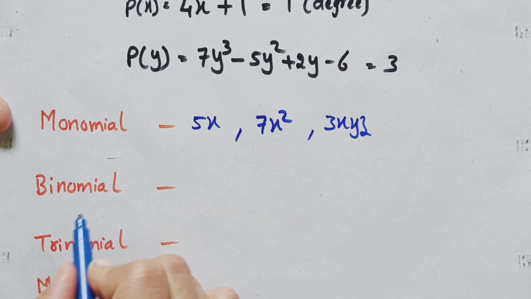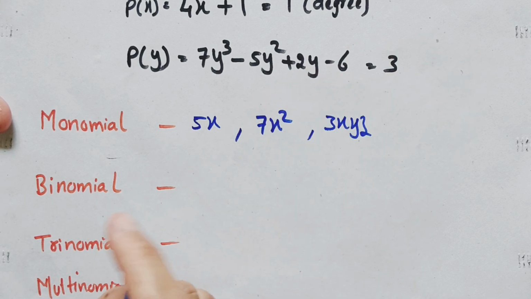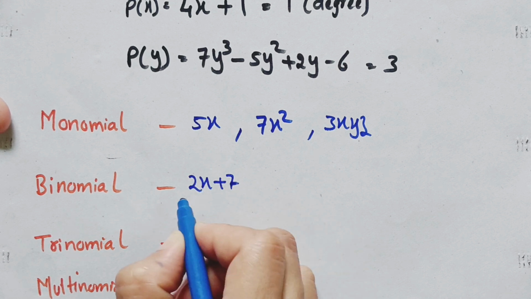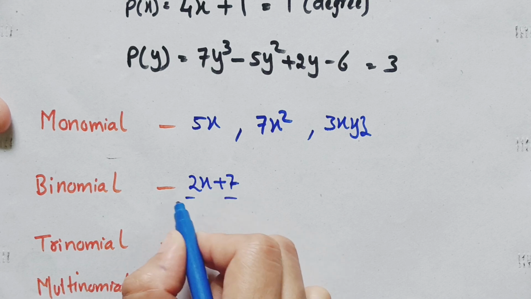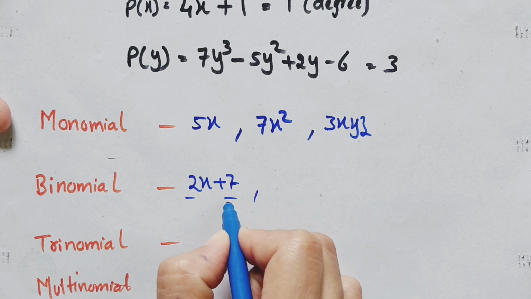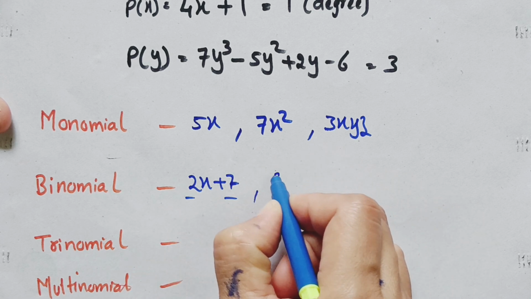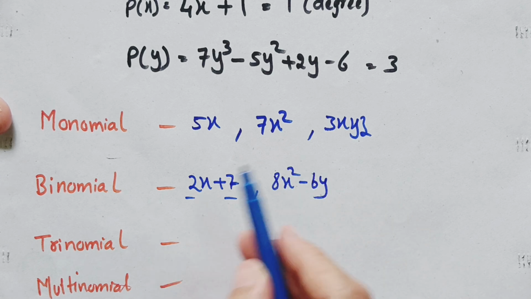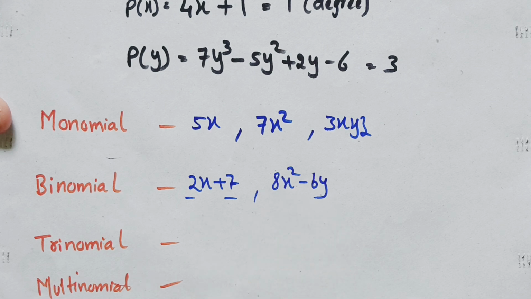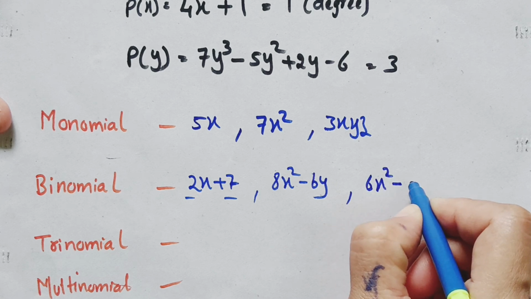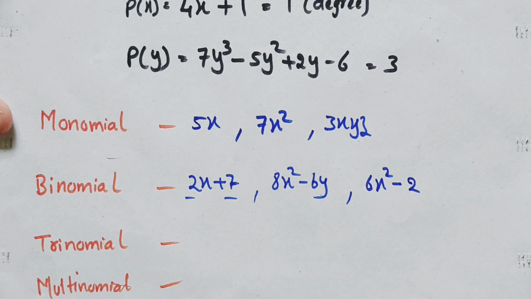Okay, let's see what is binomial. Binomial means we have two terms. For example, 2x plus 7. Okay, we have two terms and these two terms are connected with positive sign. Okay, this is a binomial example. Let's take another example, 8x square minus 6y. This is also a binomial. Why? Because we have two terms here. Okay, let's take another example, then 6x square minus 2. This is also a binomial because we have two terms here.